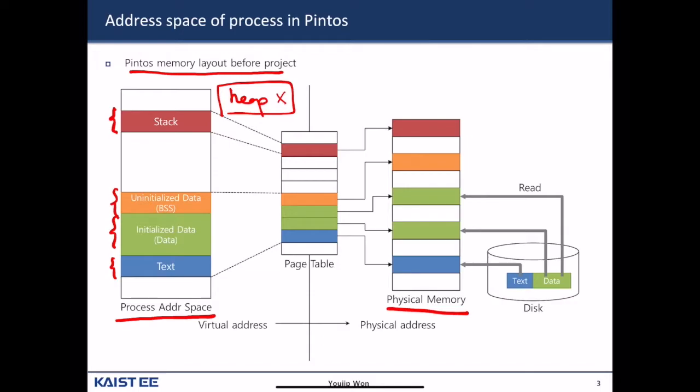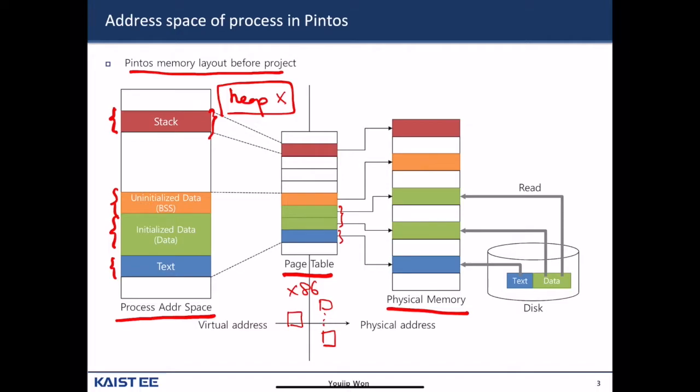And there exists a page table. The page table structure is defined by hardware, and Pintos relies on the x86 architecture. So in reality, Pintos has 2-level paging, which consists of a page directory and page table pages. And then it maps each virtual page into a physical page. So there is one red block that represents the stack, and there is one orange block that represents the uninitialized data, and there are 2 blocks for initialized data, and there is 1 block that represents the text.